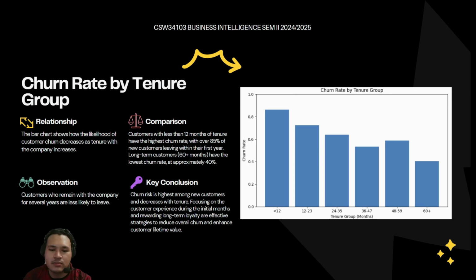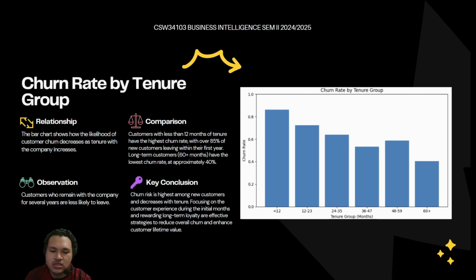So what are the business implications? Early retention is critical. The first year is the most vulnerable time for customer loss, so the company should focus on improving onboarding, offering early stage incentives, and providing proactive support. Over time, loyalty grows. Long-term customers are far more likely to stay, so investing in loyalty programs and recognizing long-term users can help keep them engaged. Most importantly, the company should prioritize retention efforts for first-year customers, where the biggest gains can be made.